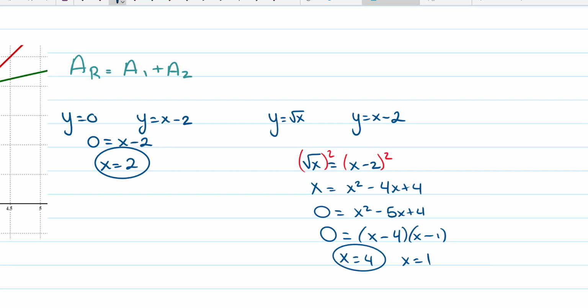Well, we know this is going to be our value, and the way we know it's not 1 is we plug it back into the equation to check solutions. Remember from Algebra 2, whenever you square both sides, you might get extraneous solutions. So if you plug 1 in, you get the square root of 1 is equal to 1 minus 2, negative 1, and that's not true. So this is what we call extraneous. That's where the x equals 2 and x equals 4 comes from.